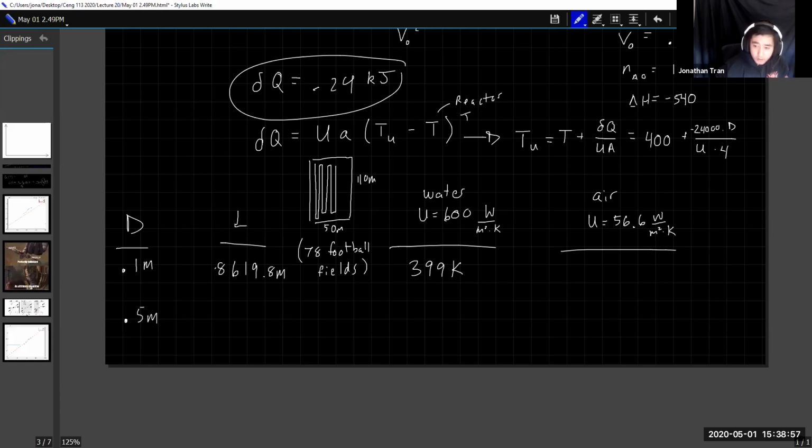And then if we were to use air, we would get 389.4K. So even here, using air, we could cool the system reasonably well. It's negative 24 kilojoules. It's not 0.24 kilojoules. Oops, I did not mean to put a decimal. It's negative 24.